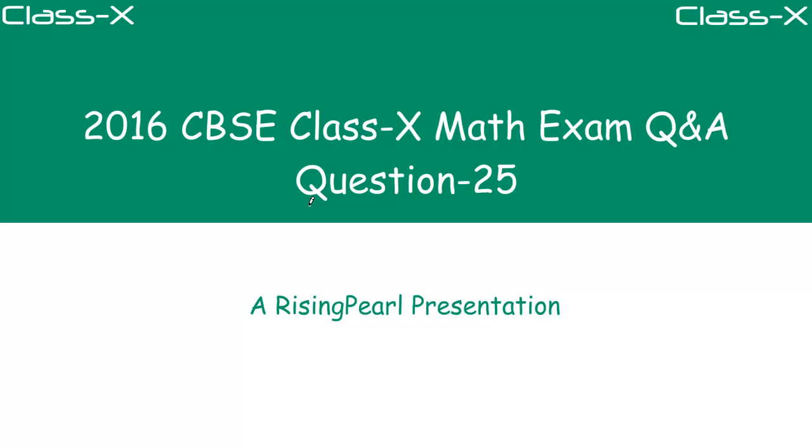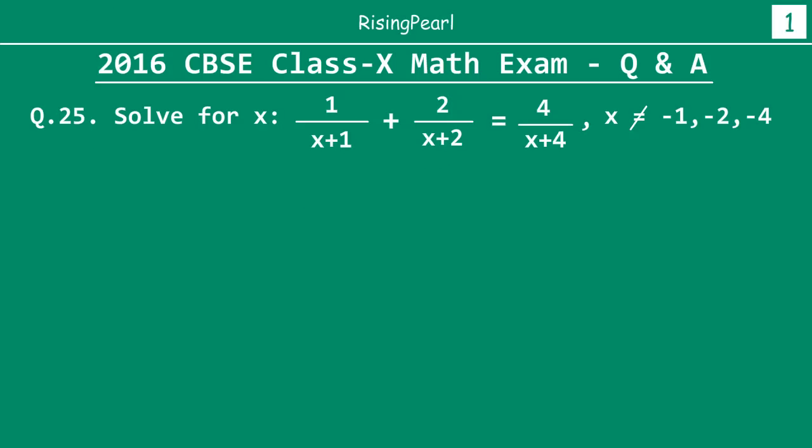Today we are going to find out how we solve question number 25 that appeared in the 2016 CBSE Class X Math exam. Let's take a look at the question and how we solve it. So the question goes like this. This is a solve for x question. We have to find the value of x, and a big equation is given to us: 1 divided by x plus 1 plus 2 by x plus 2 equals 4 divided by x plus 4.